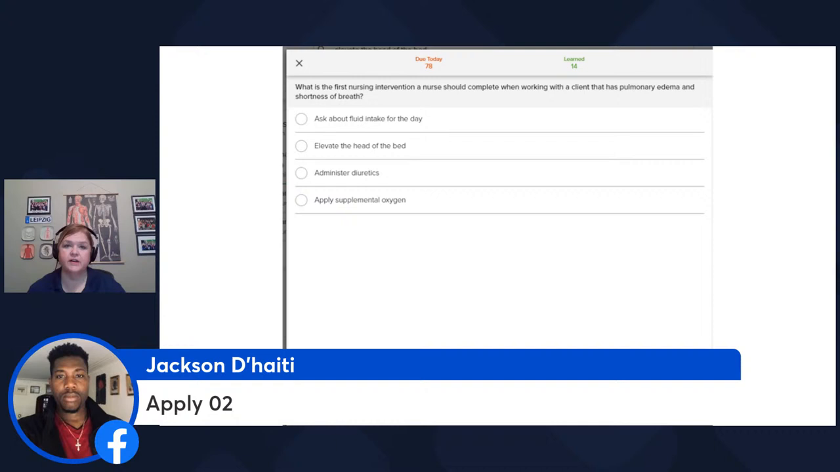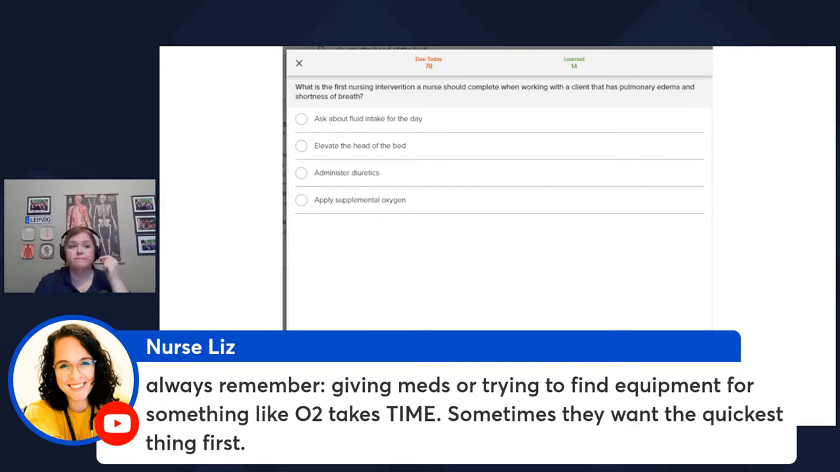I'd want to know if they're ahead on fluids. I would probably need to give a diuretic. If they've got pulmonary edema, it's time to give that. And supplemental oxygen would be a good idea. But the whole game of nursing school questions is they're trying to figure out, do you recognize what you should do immediately? Yeah, that's a great tip from Nurse Liz.